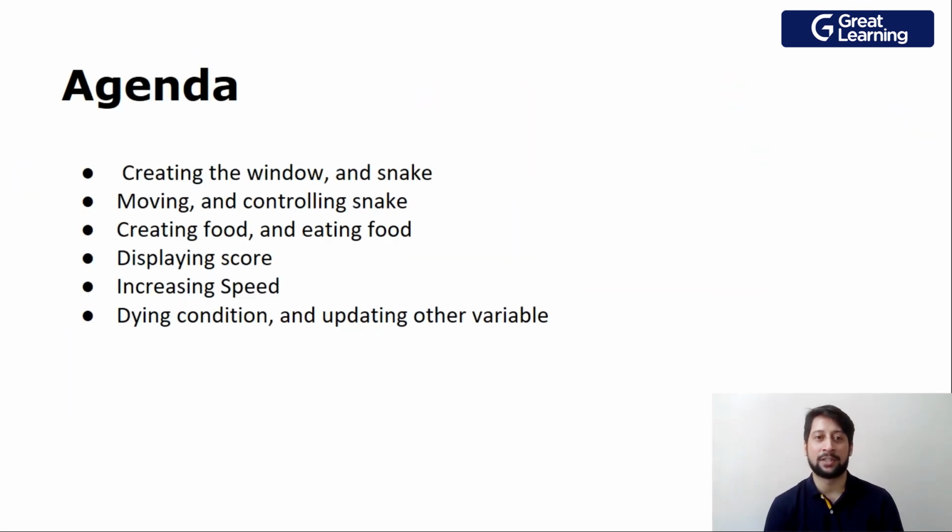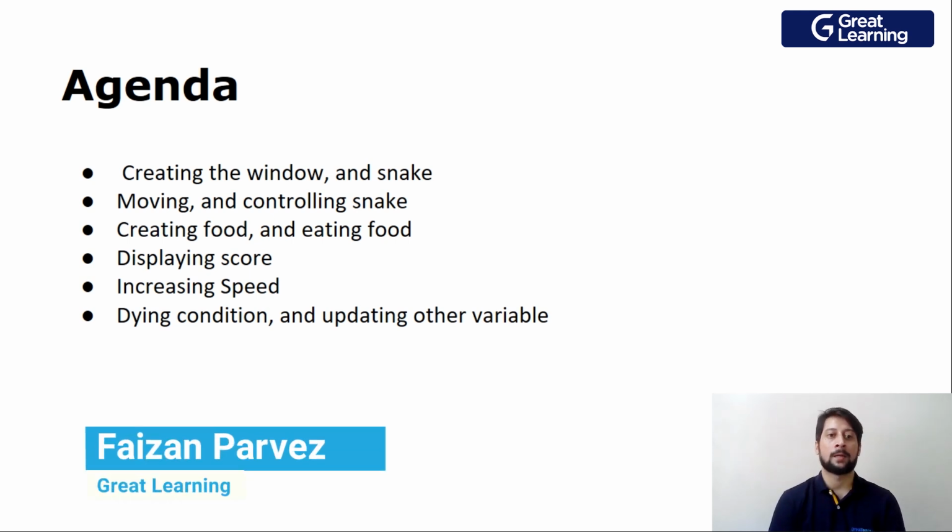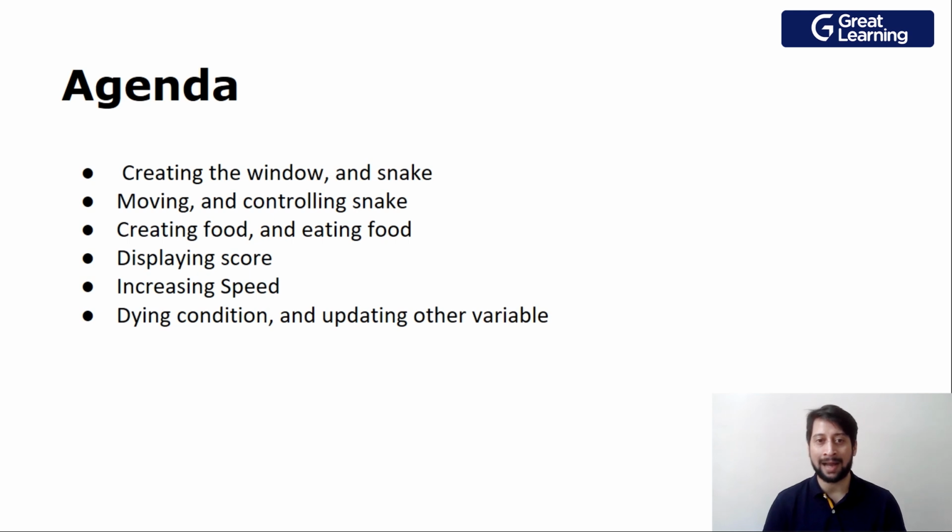Now let's talk about the agenda and the things that we are going to cover in this video. First, we are going to create a window and then we will create a snake. Then we will make the snake move and see how to control it. Then we will create the food and how our snake will eat that food. Finally, we will display the score and increase the speed, then talk about the dying condition, and finally we'll update all the other variables once the game is over.